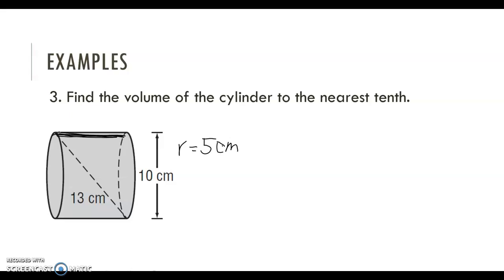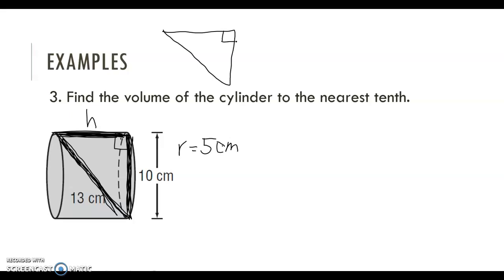So if I draw in these lines here, keeping in mind that our height is perpendicular, I know that this length is 10. I know that this length is 13. I want this height to be perpendicular. So I formed a right triangle. This is 10. This is 13. This is the height that I want. And I'm going to use the Pythagorean theorem to help me find that height.